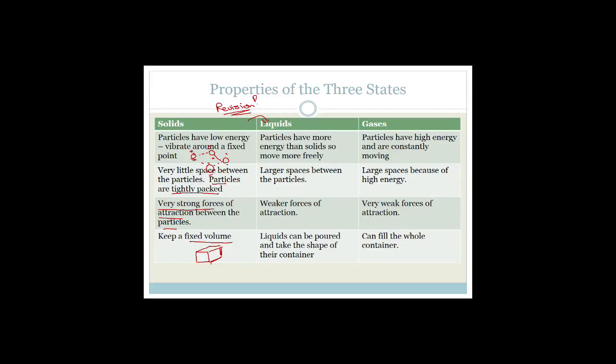Now, liquid particles have more energy than solids, so they move freely. They're moving freely, but they don't have huge amounts of energy. There are larger spaces between the particles, and there are weaker forces of attraction. The weaker forces of attraction are because they've now got enough energy to move further away from each other. Liquids can be poured and can take the shape of the container.